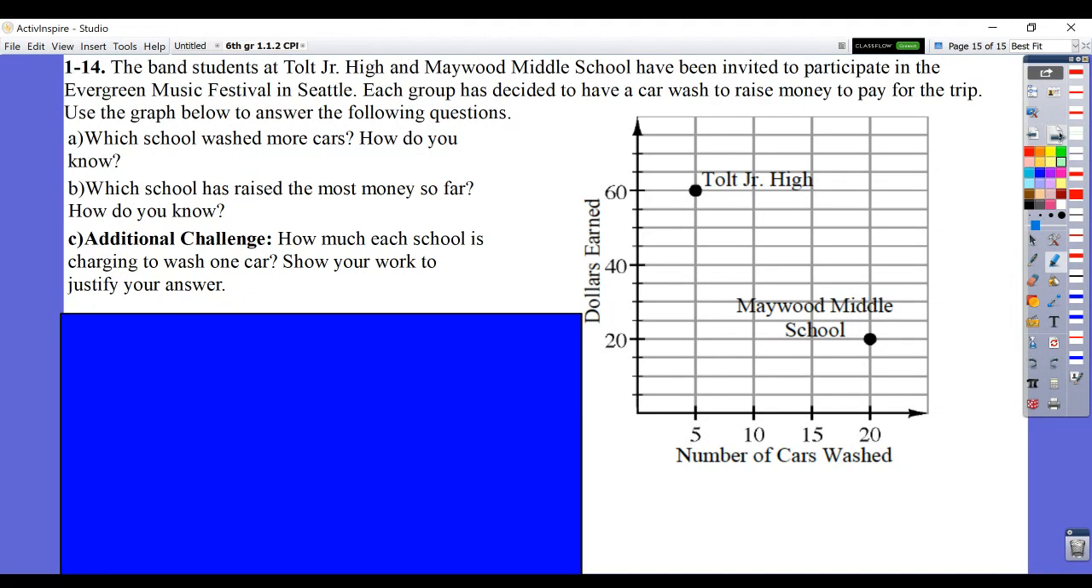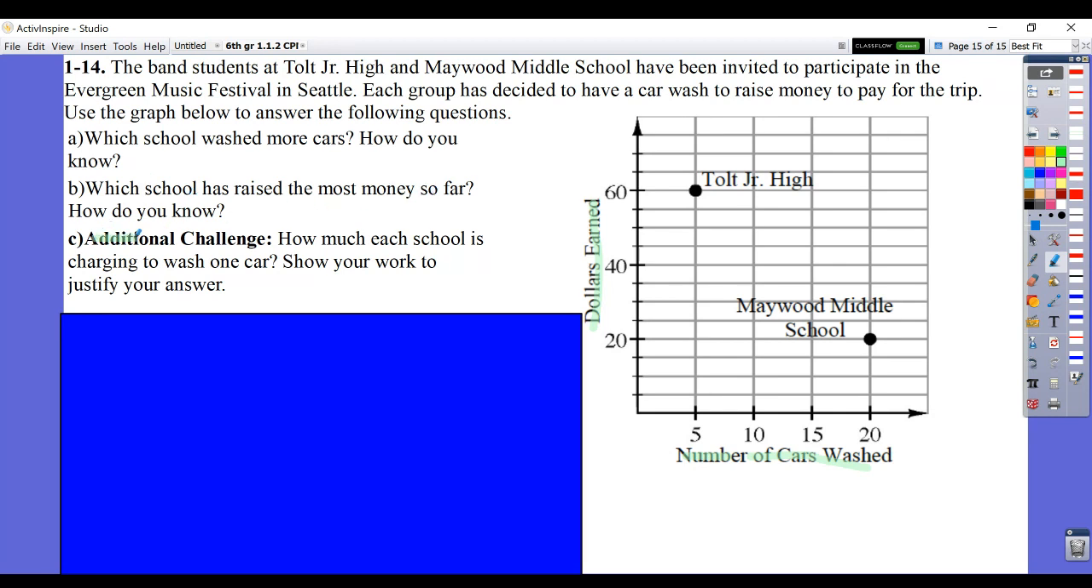For 114, the band students at Tolt Junior High and Maywood Middle School have been invited to participate in the Evergreen Music Festival in Seattle. Each group has decided to have a car wash to raise money to pay for the trip. You're going to use this graph to answer these questions. Which school washed more cars? Well, you can see the number of cars washed is along the horizontal axis, and dollars earned is along the vertical axis. So based on what you see, which school washed more cars, and how do you know that? All right. And then which school raised more money, and how do you know that?